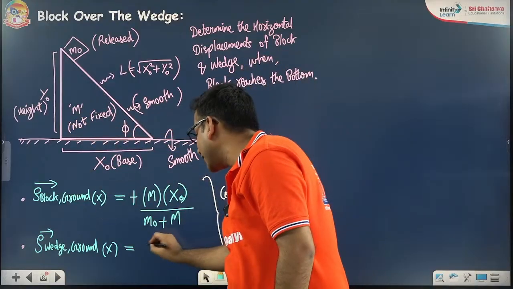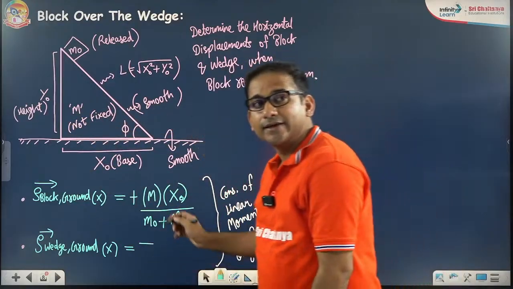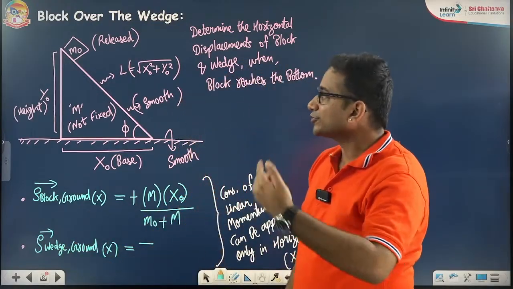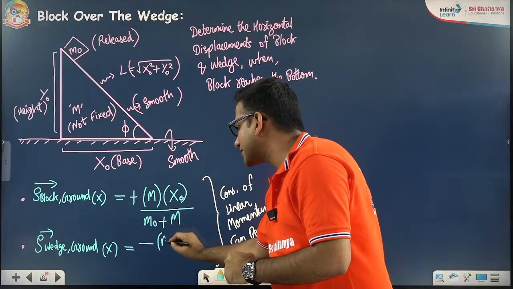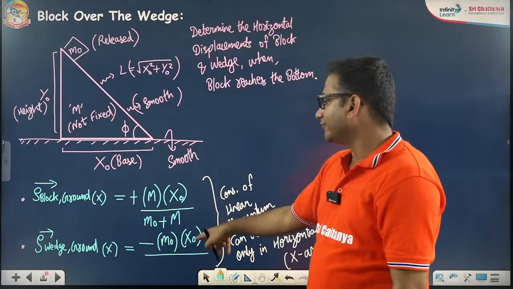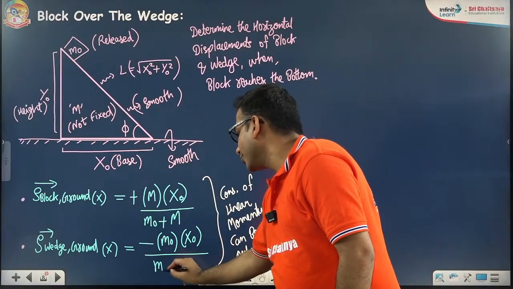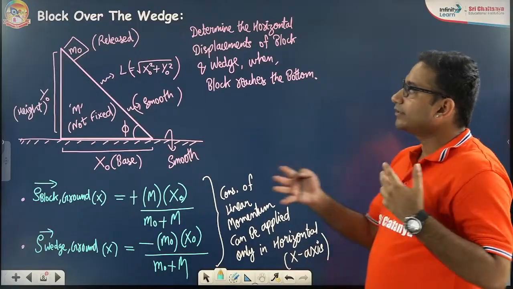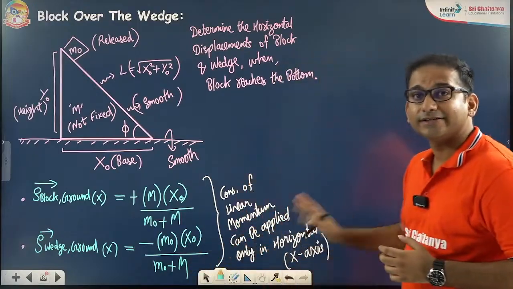If the wedge will be moving left, I should be writing it as minus of, since you are writing the displacement of the wedge, take the opposite mass. The opposite mass is the mass of the block, m naught, into x naught, relative to each other will be x naught only, over m naught plus capital M. Relative motion obviously will be same but in opposite direction. I hope the logic is clear.